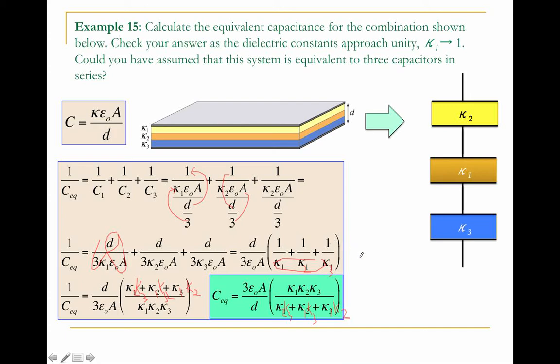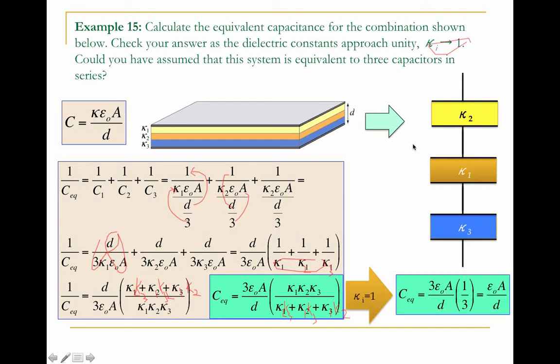Okay, so then he said, okay, what happens if kappa goes to 1? If kappa goes to 1 in all three of them, then this will be 1 times 1 times 1, and this will be 1 times 1, 1 times 1, 1 times 1.